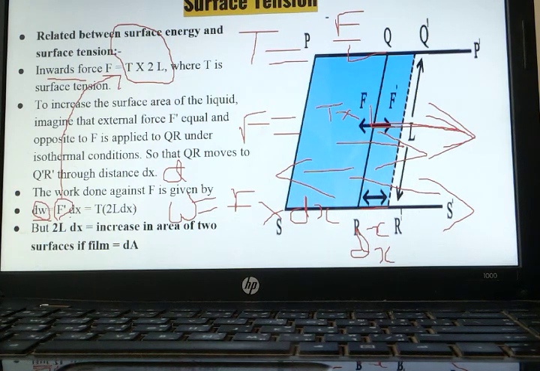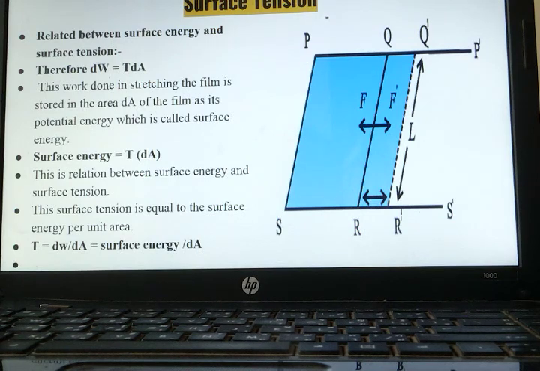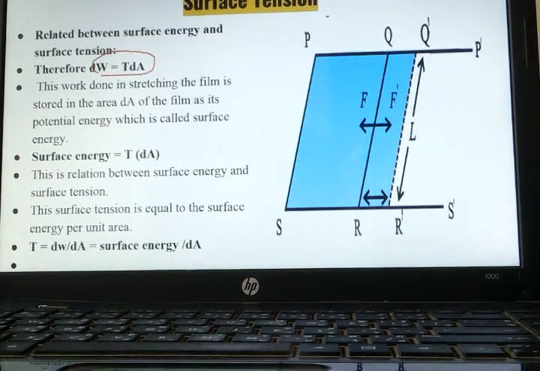into dx. But 2l into dx, what does it state to us? It states that area is increasing. So 2l into dx can be substituted as dA, the change in area. So we will get dW is equal to T dA.